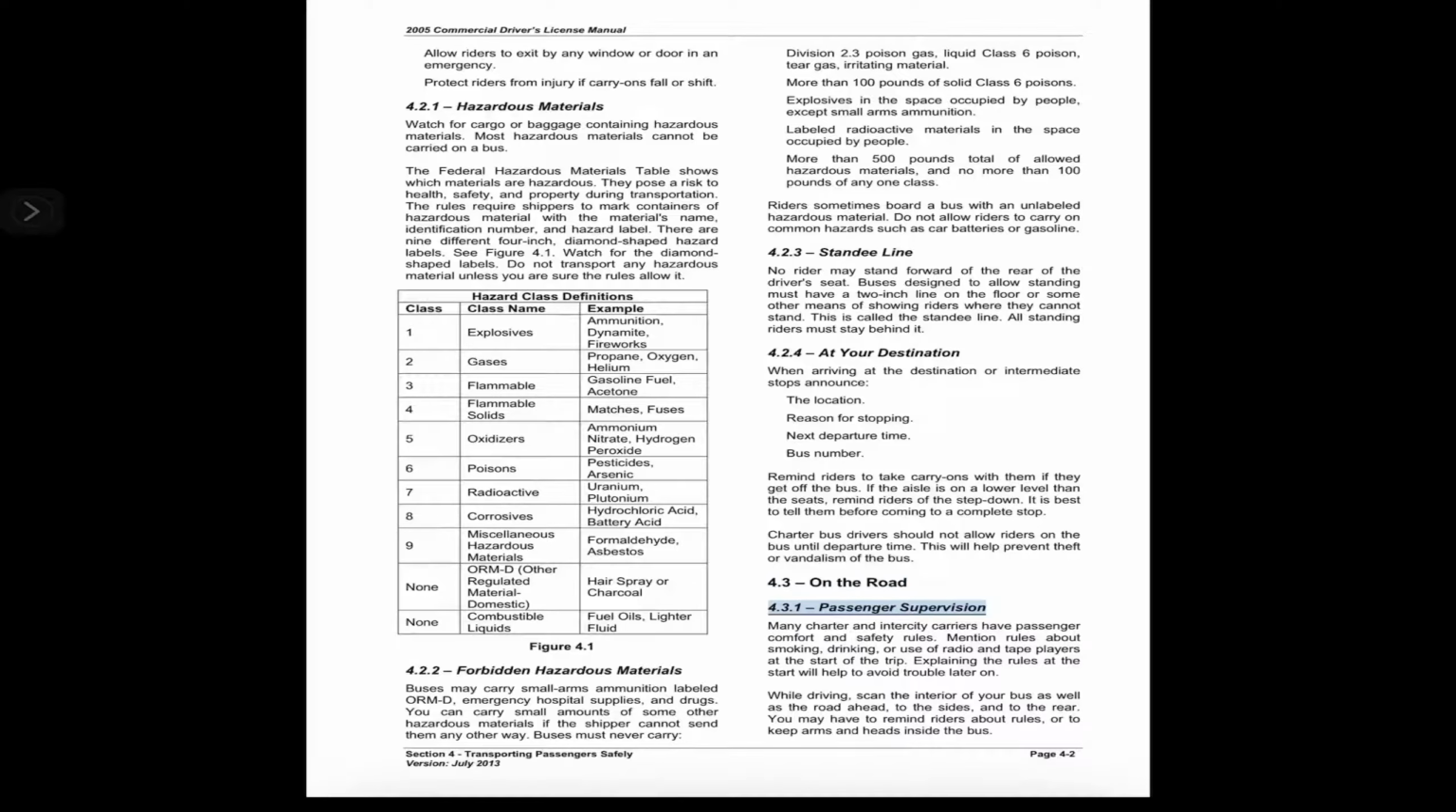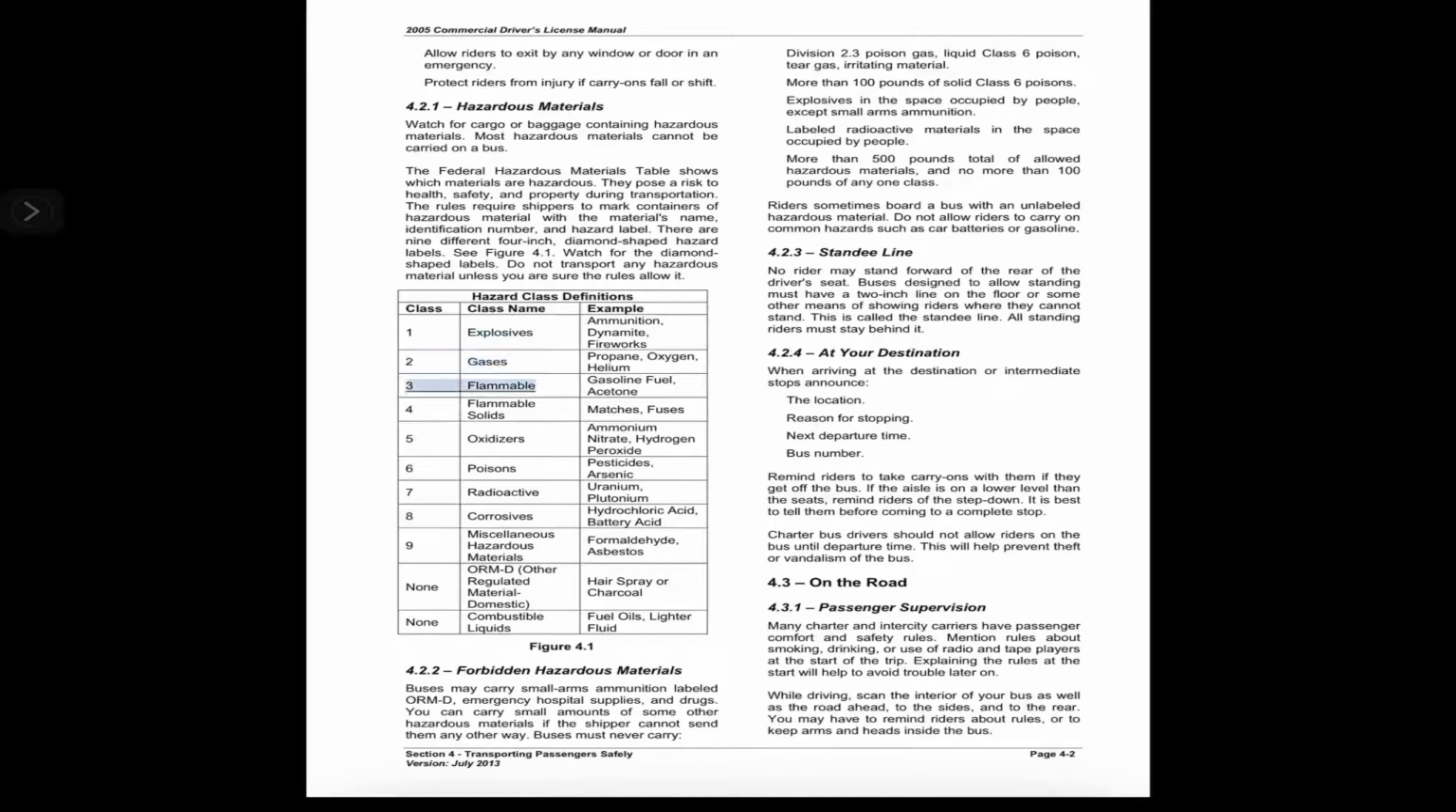4.3 On the road. 4.3.1 Passenger supervision. Many charter and intercity carriers have passenger comfort and safety rules. Mention rules about smoking, drinking, or use of radio and tape players at the start of the trip. Explaining the rules at the start will help to avoid trouble later on. While driving, scan the interior of your bus as well as the road ahead, to the sides, and to the rear. You may have to remind riders about rules, or to keep arms and heads inside the bus.